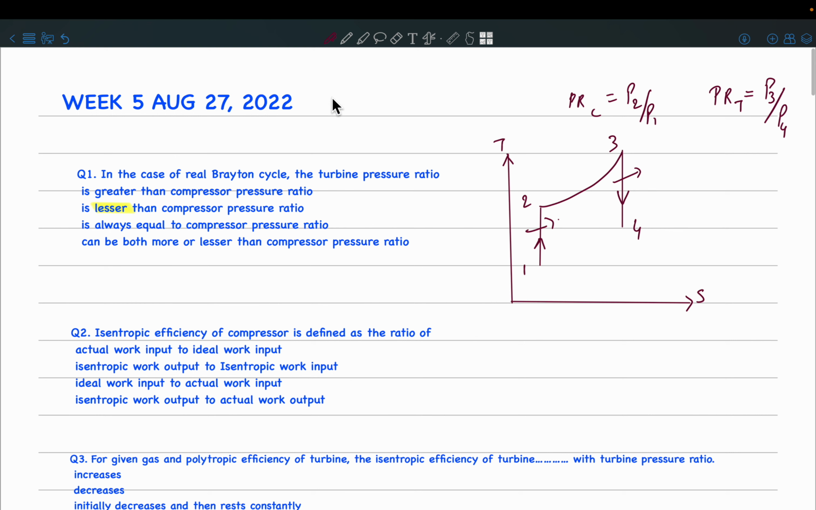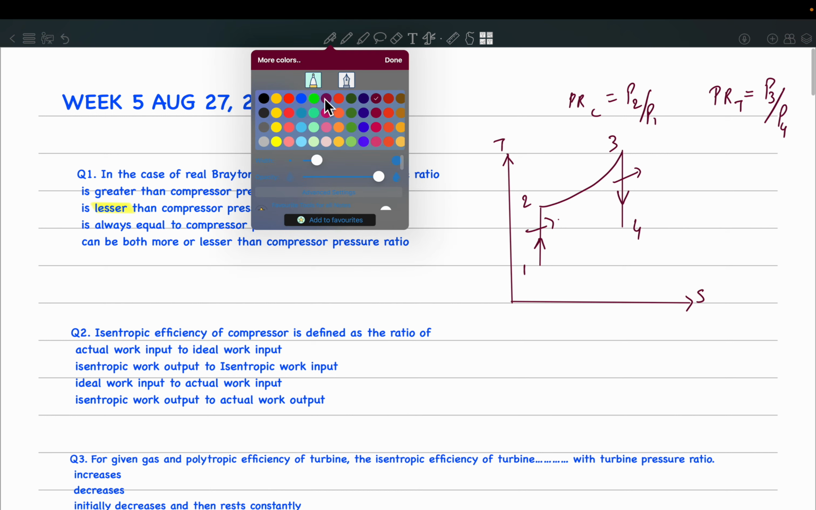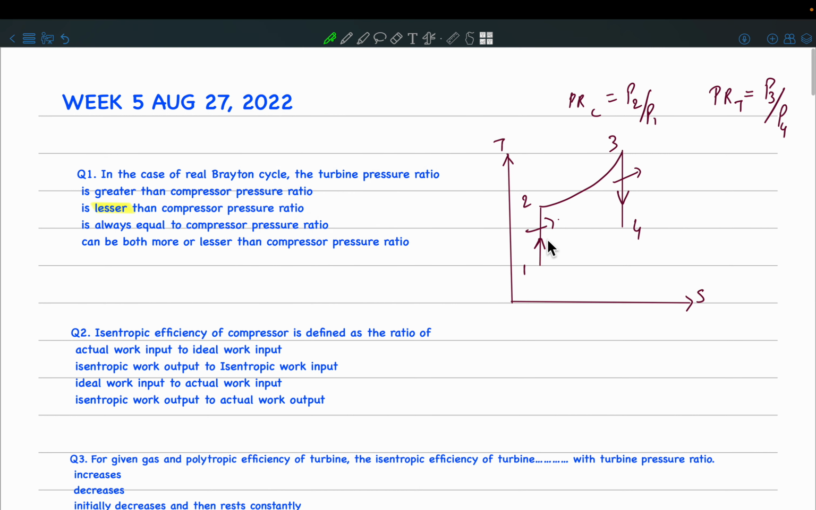But what happens in a real Brayton cycle? So now let us consider the real process. So say we achieve the same pressure ratio in the compressor, okay, but in the combustion chamber what is going to happen? Because of non-ideal assumptions, we have assumed that here the pressure remains constant, but in reality the pressure will decrease. So I'll redraw this. So the pressure is going to decrease, and that's why the pressure ratio of the turbine will be smaller than the pressure ratio of the compressor.